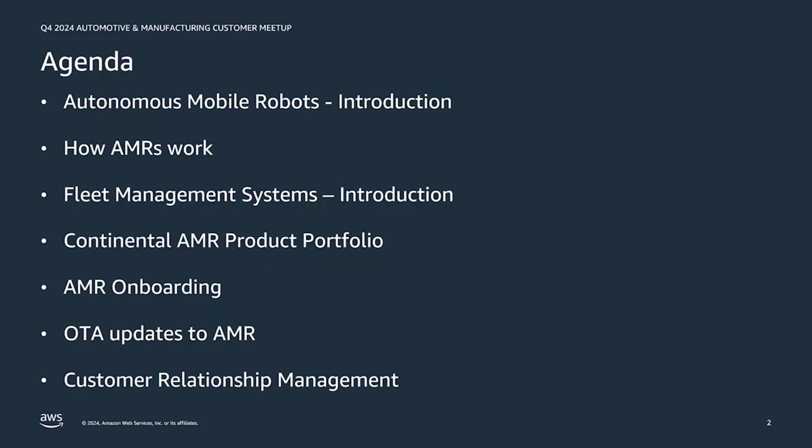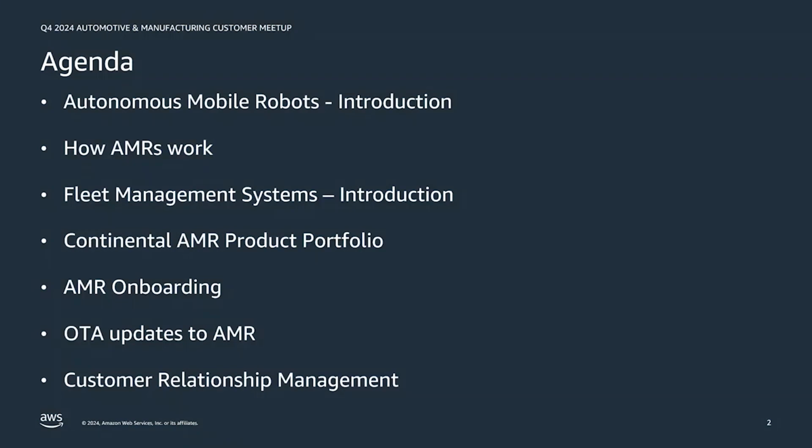Then the next three agenda items, about AMR onboarding, OTA updates and customer relationship management, Nipalin will take you through. He'll be talking about the AWS architecture and how these are deployed on AWS. We are also trying to show you the journey, because AMR onboarding covers the scenario when a robot is deployed at a customer location for the first time: what bootstrap and initial setup things it needs to go through, and how AWS comes into the picture there.